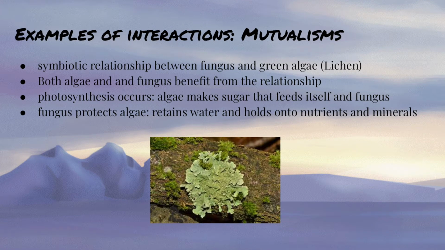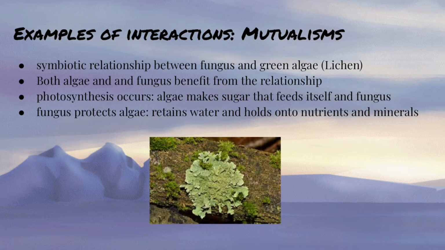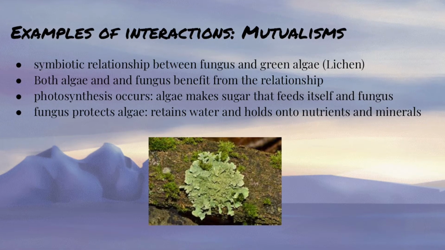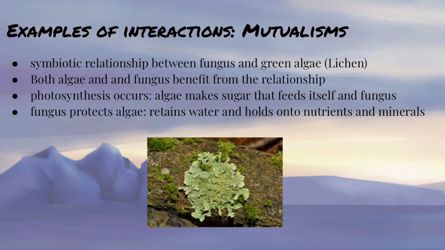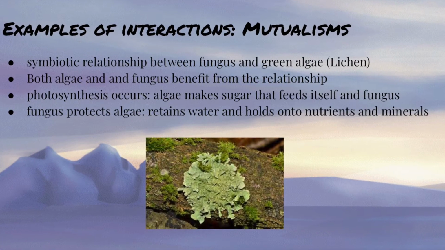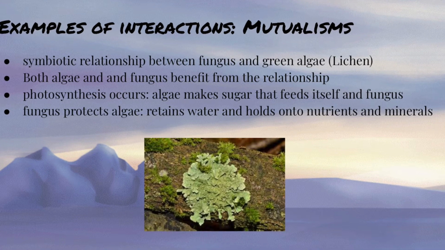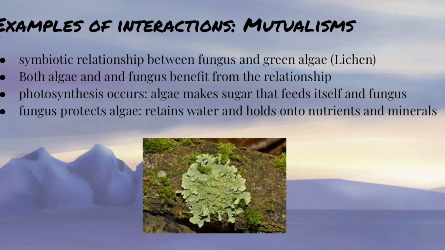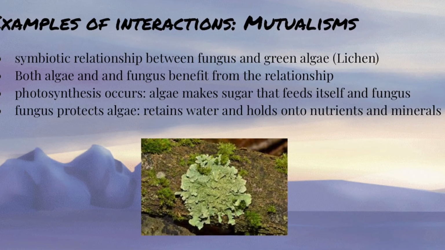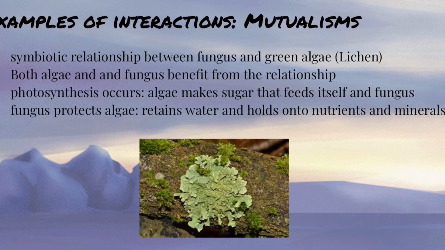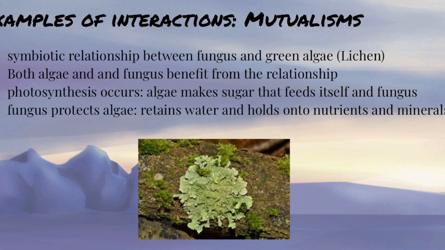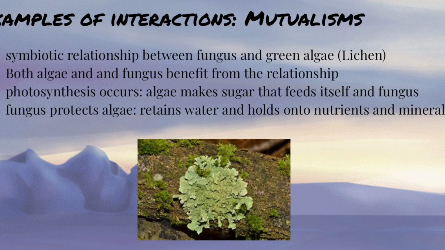The first interaction is mutualism. An example of this is the symbiotic relationship that occurs between fungus and green algae, or lichen. In this symbiotic relationship, both the algae and the fungus benefit from one another. When photosynthesis occurs, the algae makes sugar that feeds itself, but also the fungus. Furthermore, the fungus protects the algae. It retains water and holds onto nutrients and minerals.